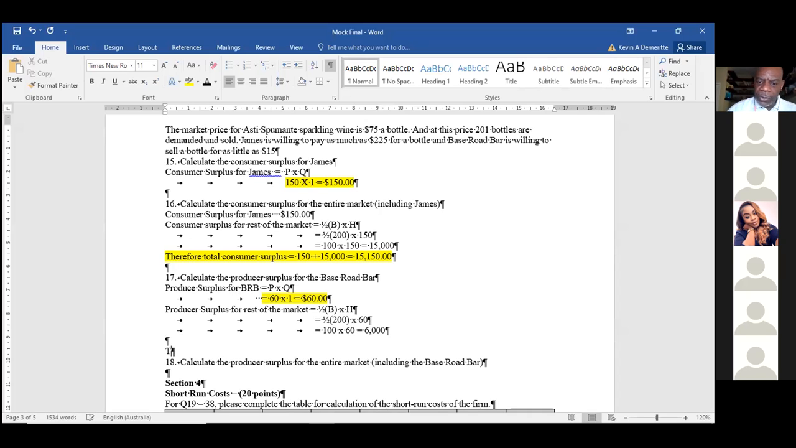So total producer surplus, therefore, equals 60 plus 6,000, which equals 6,060.